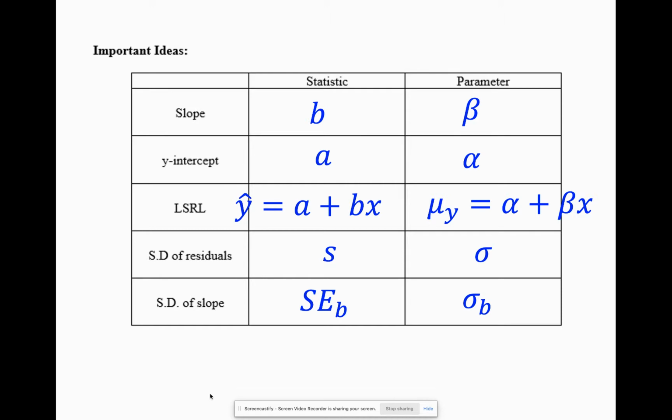The symbols aren't really that important in this chapter. We won't use them a ton, but I wanted to point out the difference between a statistic and a parameter, just like we've done in the past with p hat for a statistic and p for a parameter, or x bar for a statistic and mu for the parameter.